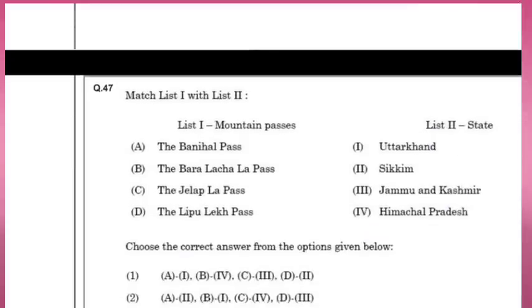And next is a matching question. Match the passes: Banihal Pass is in Jammu and Kashmir; B, Banihal Pass, is in Himachal Pradesh; C, Jelep La Pass, is in Sikkim; and D, Lipulekh Pass, is in Uttarakhand. Option 4 is the right answer.